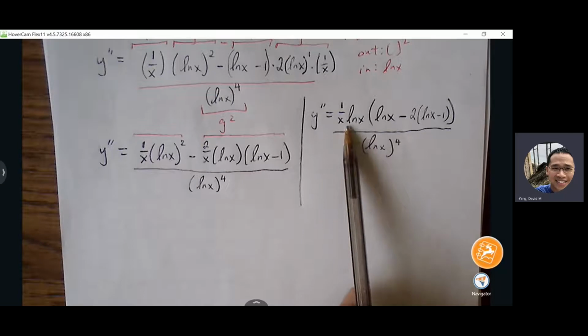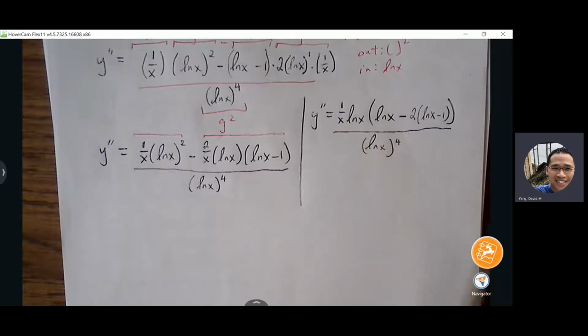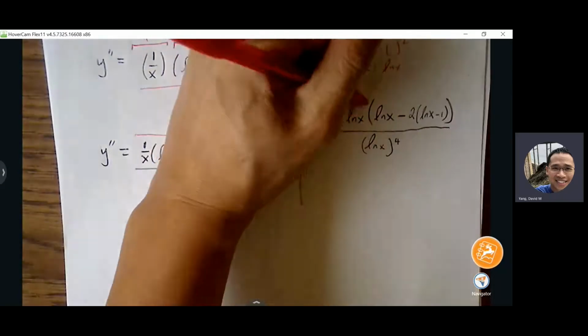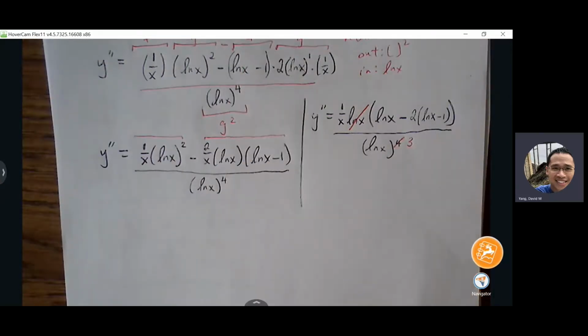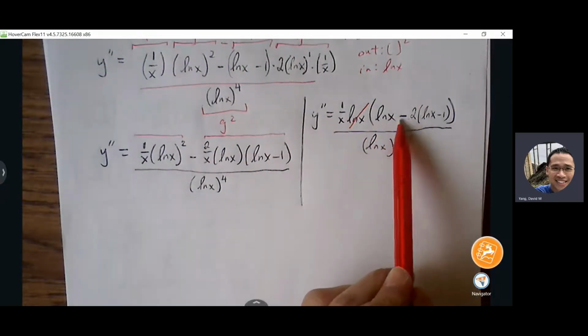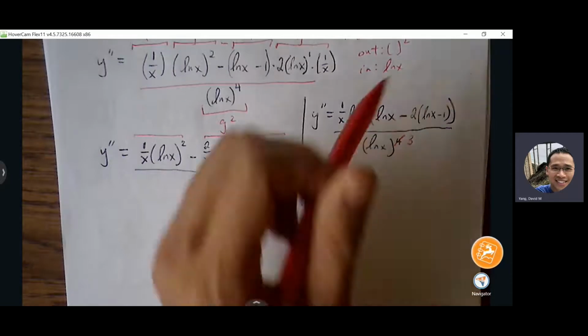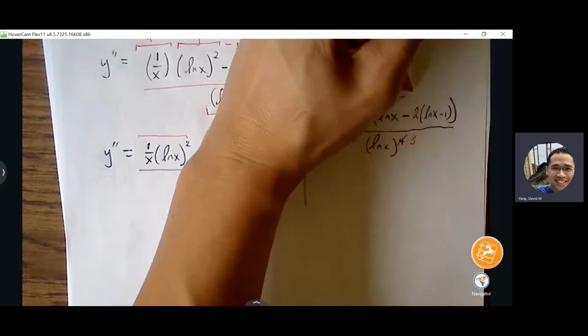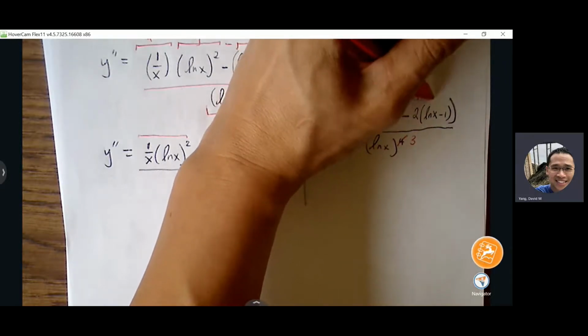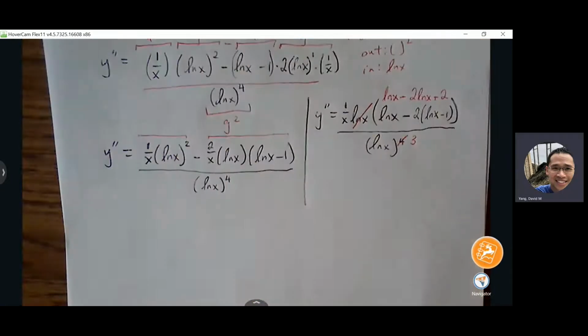So now that this is factored out, we see a common term that we can remove from our problem. One of the natural log x, this can go away. And I'm also going to try to distribute the negative through so I can combine some like terms. So I'm going to put that above to show what I'm going to try to combine here. If I distribute that negative 2 through, I get negative 2 natural log of x plus 2. So here's my cleaned up version.